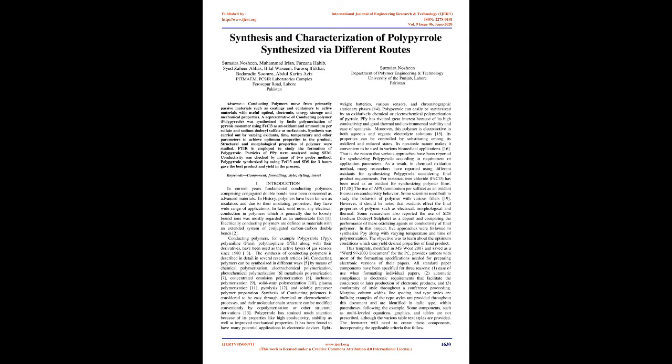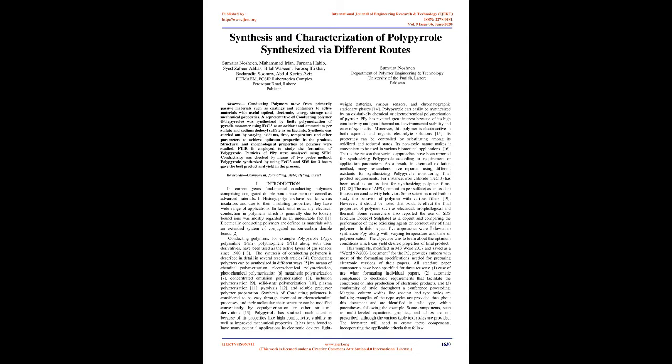A representative of conducting polymer, polypyrrole, was synthesized by facile polymerization of pyrrole monomer using FeCl3 as an oxidant and ammonium persulfate and sodium dodecyl sulfate as surfactants. Synthesis was carried out by varying oxidants, time, temperature, and other parameters to achieve optimum properties in the product. Structural and morphological properties of the polymer were studied.